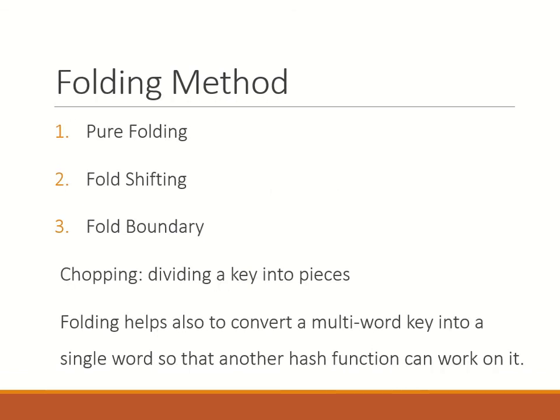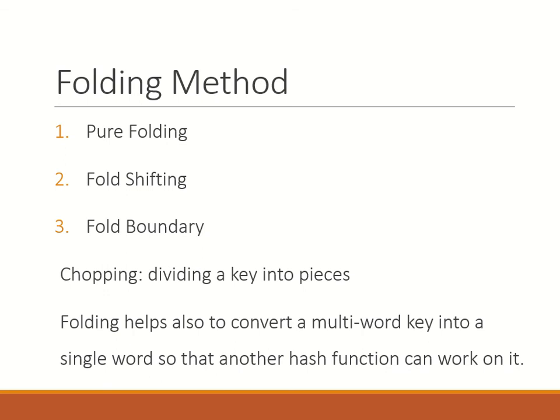Talking about the folding method, the folding method is of three types. We have seen the pure folding method where you had 1 2 3 4 5 6 7 8 9 as the key. You divide it into three groups, each having three digits. Then you add them together, get a value, then you apply truncation if necessary to identify the index. So that is the folding method.